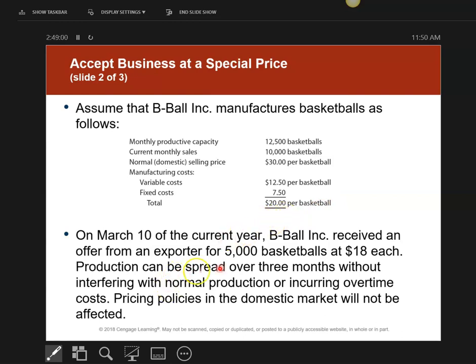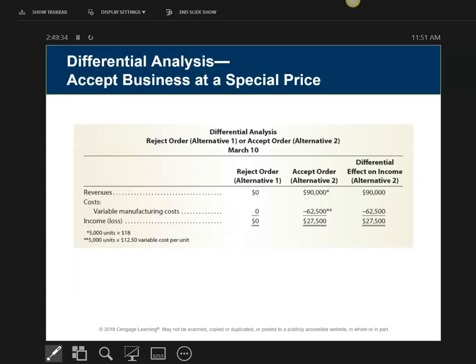So I have an exporter that wants me to make 5,000 basketballs and sell it to them at $18 each. But wait, up here I'm selling at $30 each. So what we need to figure out is, and it says production can be spread over 3 months. So it's not going to interfere with normal production, or it's not going to have increased costs because, first of all, I'm at less than 100%. And so should we say yes or should we say no? Now, right away, you're probably saying no because $18 is less than the $20 cost. But let's do a differential analysis.